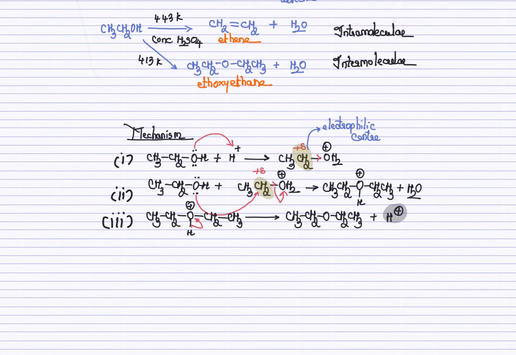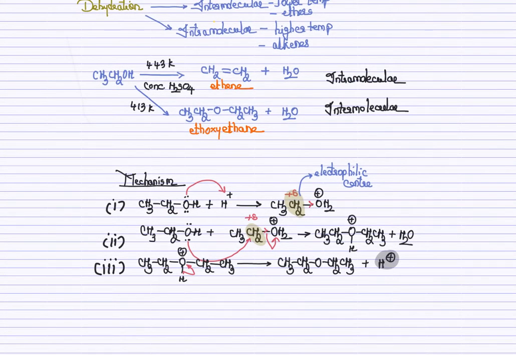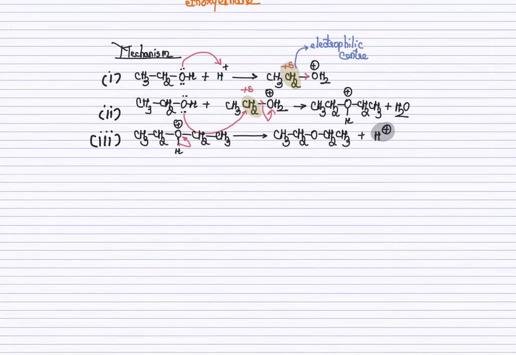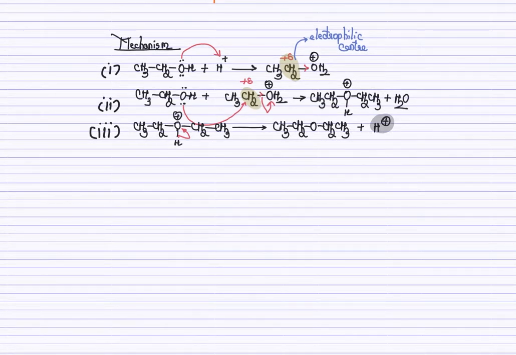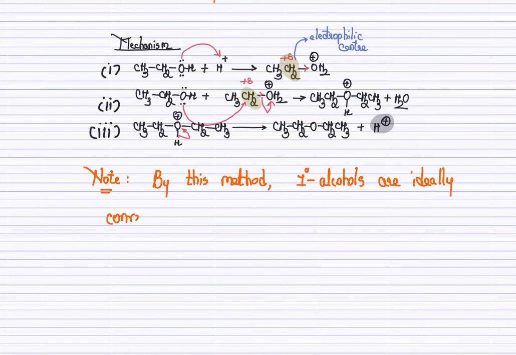So I think this was the first part, right? Here we have to know a few things, some important things to note down. By this method, primary alcohols are ideally converted to ethers.